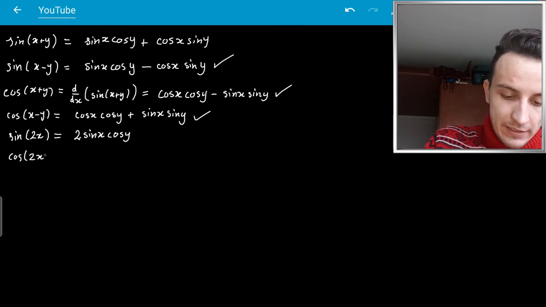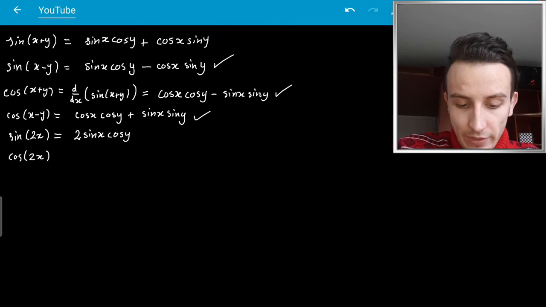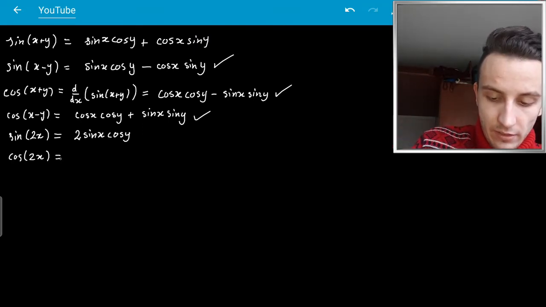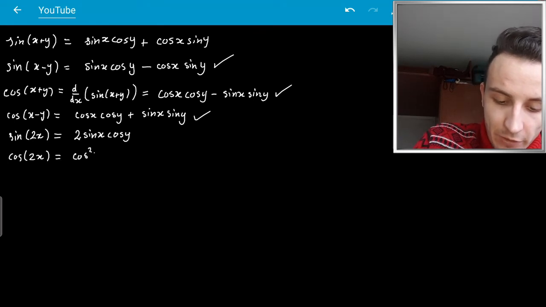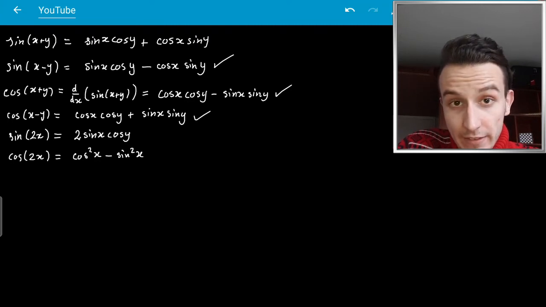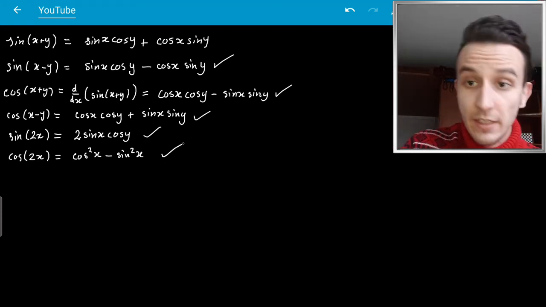Okay, cosine 2x. How do you guys want to get this one? We could get it with y equals x. Okay, so cosine squared x minus sine squared x. We could also get it by differentiating sine of 2x and then dividing by 2. Yeah. Okay, it's pretty easy. Pretty simple stuff.